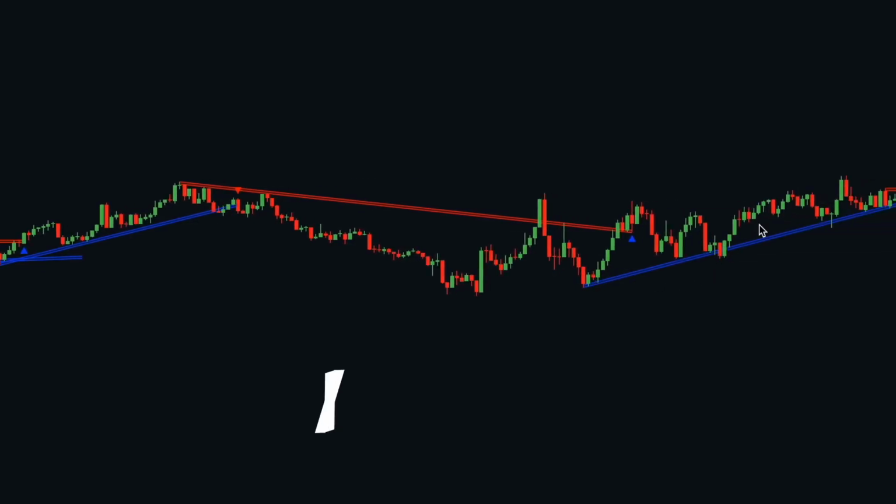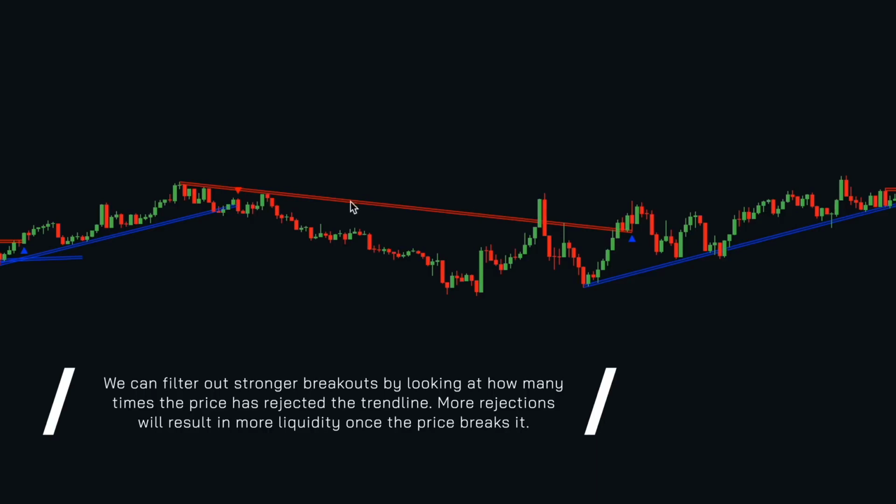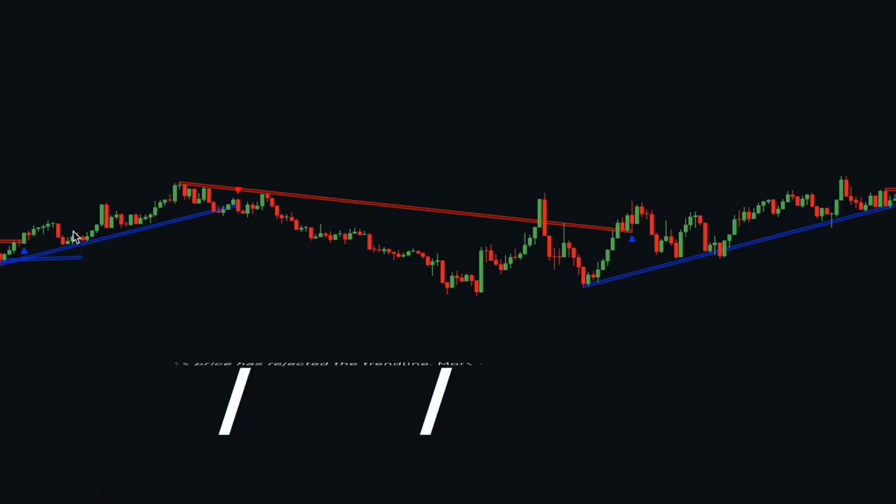We can filter out stronger breakouts by looking at how many times the price has rejected the trend line. More rejections will result in more liquidity once the price breaks it. Signals are plotted on the chart for every breakout that happens. Another good utility is simply using them as a retest once the price breaks those levels and holds above or below them, indicating a possible support or resistance area used for confluence.